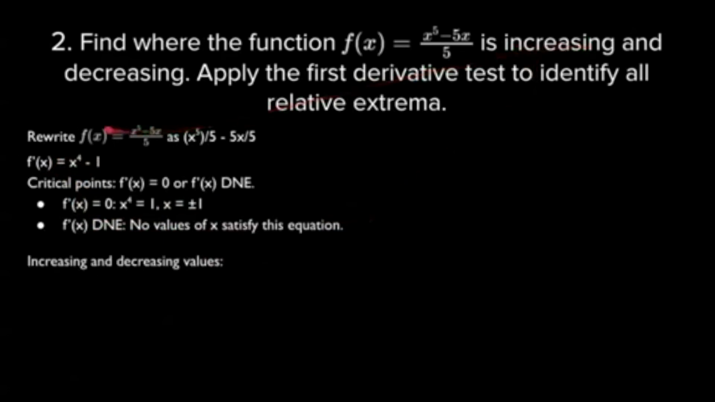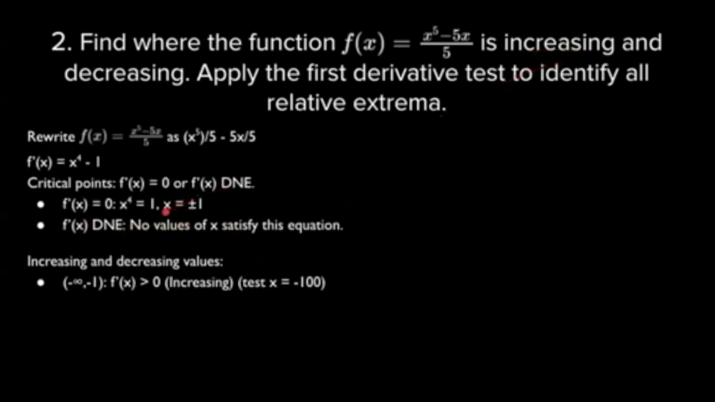Next, we have to find the increasing and decreasing values. In order to do that, we already have the critical points. So we can plug in any number from negative infinity to negative 1. And if we plug it into the derivative, because we want to find out if it's increasing or decreasing, so we'll have the slope, then we will get a positive number, or something greater than 0. So we know that if we plug in any number between negative infinity and negative 1, the function is increasing as they're all positive. So we have that as an increasing value.